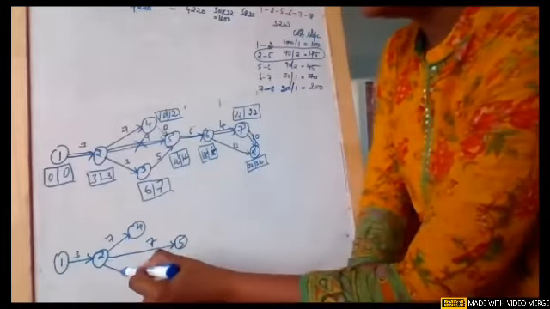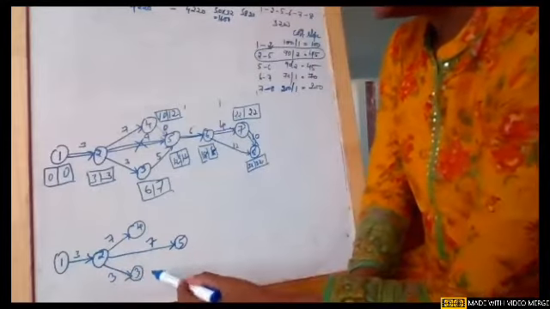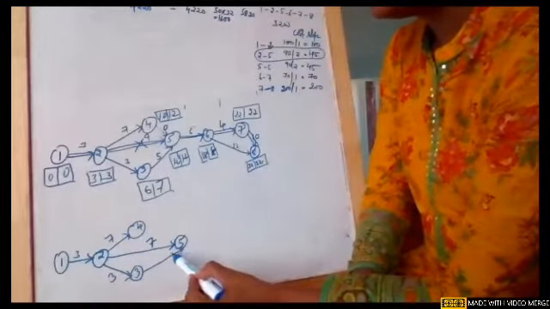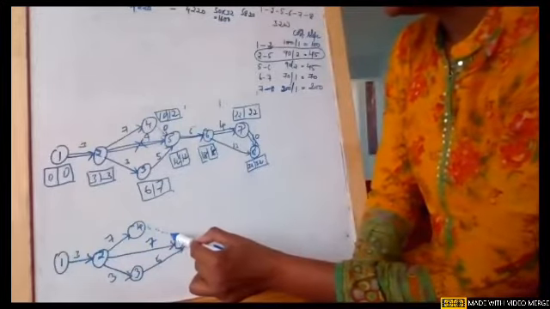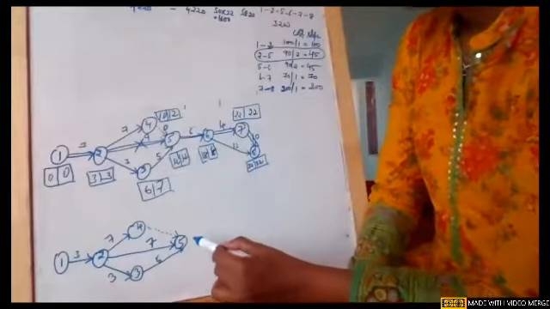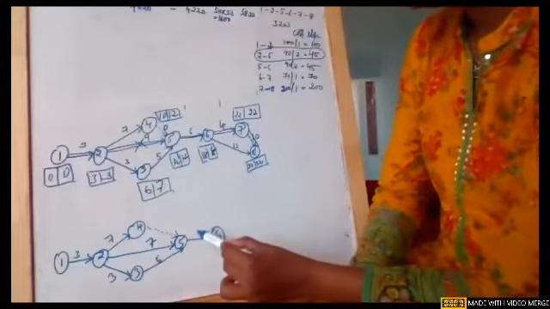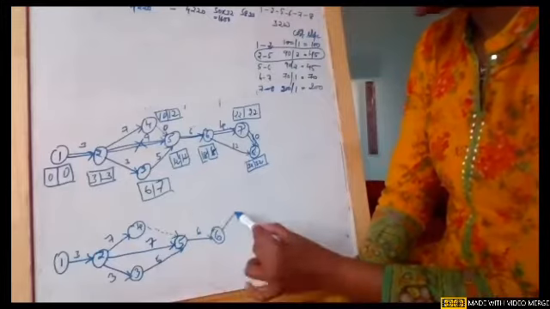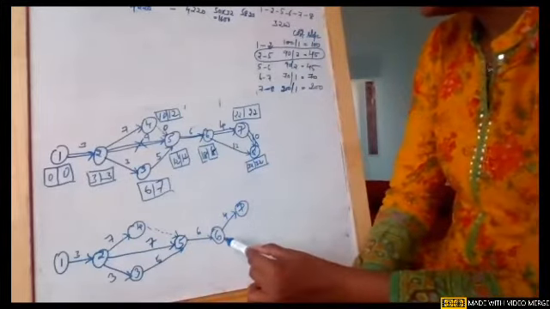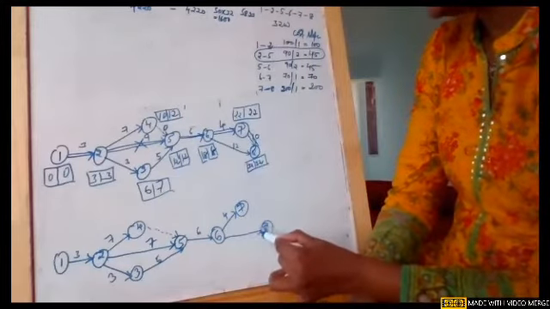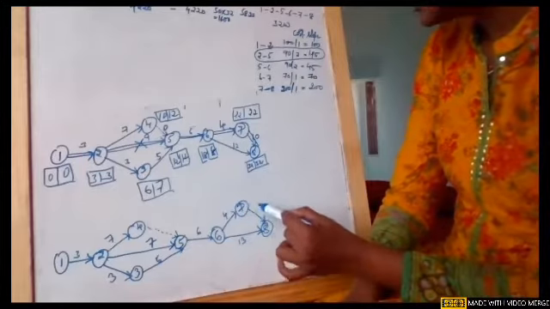Okay, 7, and 2 to 3. The duration is 3 to 5. The duration is 5. And 4 to 5, it is a dummy path. And 5 to 6, the duration is 6, and 6 to 7, the duration is 4, and 6 to 8, the duration is 13, and 7 to 8, the duration is 10.